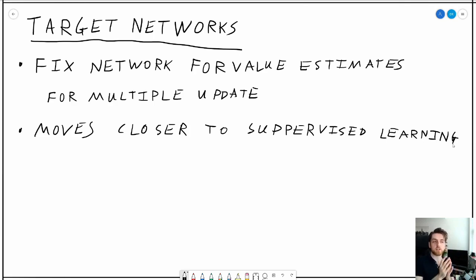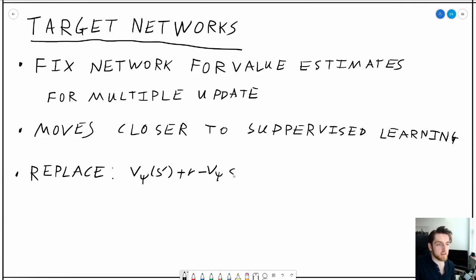And alternatively, you can actually just use an exponentially moving average, which is covered in the lecture notes. And the way this works is that we replace the temporal difference error given by v psi of s prime plus r minus v psi of s. We replace this with v psi prime of s prime plus r minus v psi of s.